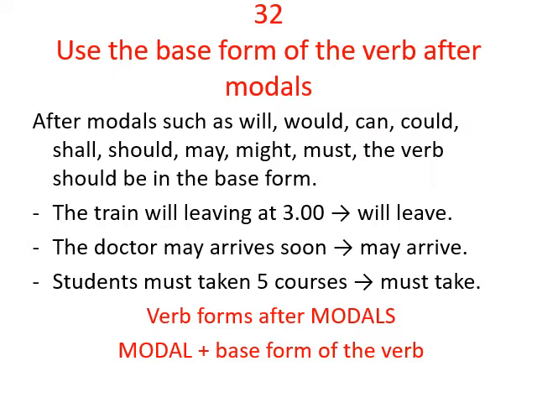After modals, اسمها بنسميها modals. After modals such as will, would, can, could, shall, should, may, might, must, the verb should be in the base form. يعني أقول the train will, مش leaving, will leave at 3. طيب, افرضوا إنها كانت the train will be. لو كانت the train will be فهتبقى will be leaving, لأن أنا عندي be قبل leave, فهتبقى will be leaving.